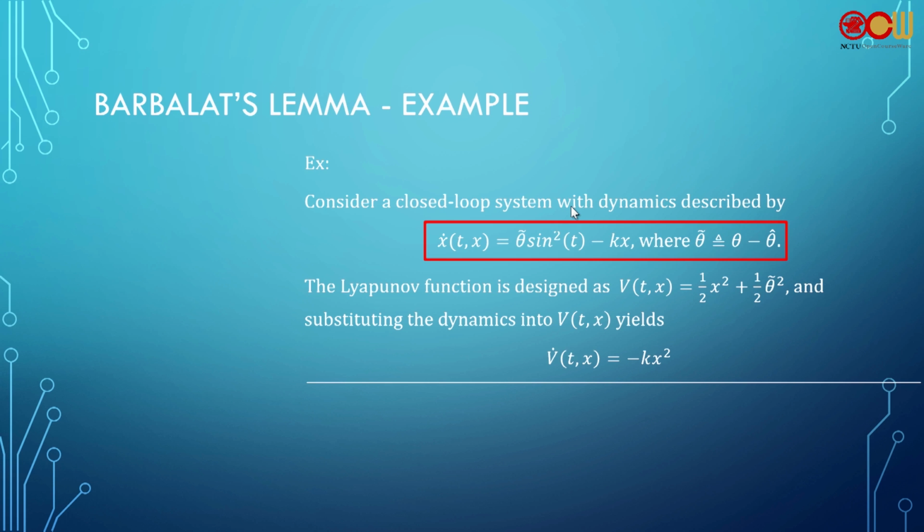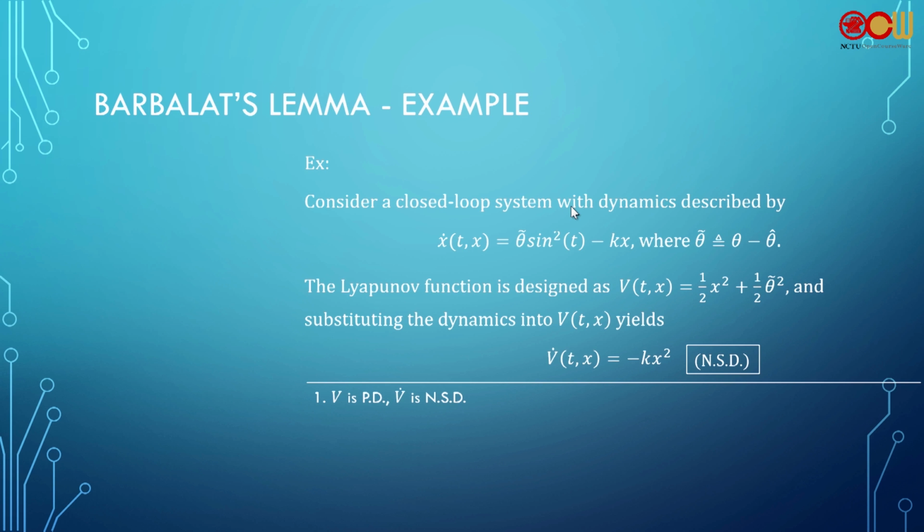And after you substitute this into the time derivative, you get V dot equal to minus k x squared. So is it ND or NSD? It's NSD, right? Because in your V, you have x squared and theta tilde squared, but here, apparently, theta tilde squared disappears. This is a similar situation to the case where we apply LaSalle's theory, when we discussed the invariant set. The only difference is here we have the time element t, because this is the non-autonomous case. So we have to use Barbalat's lemma.